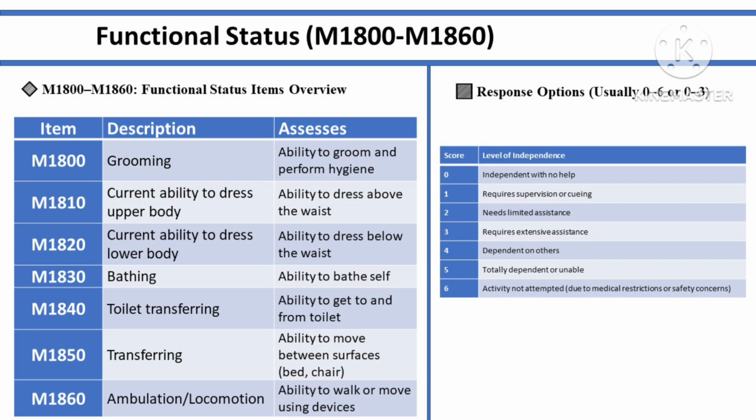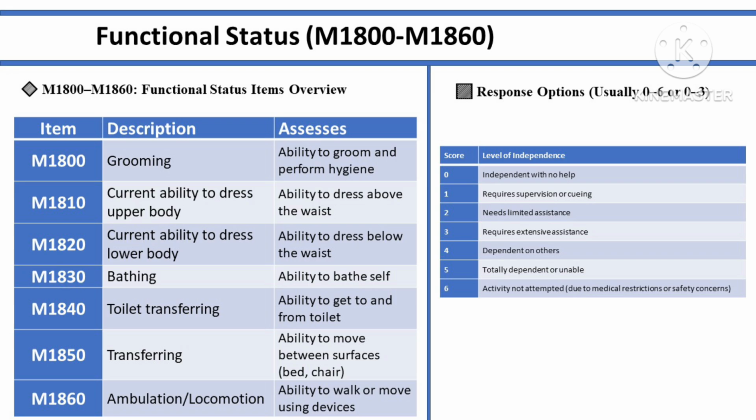M1840 section is dedicated to toilet transferring. It is the ability to get to and from the toilet. M1850 section is dedicated to transferring. It is the ability to move between surfaces, bed, chair. And M1860 section is dedicated to ambulation or locomotion. It is the ability to walk or move using devices.